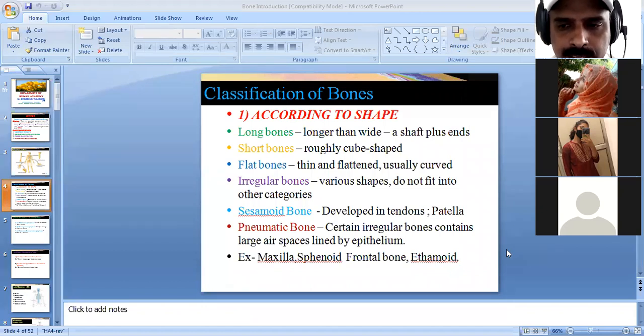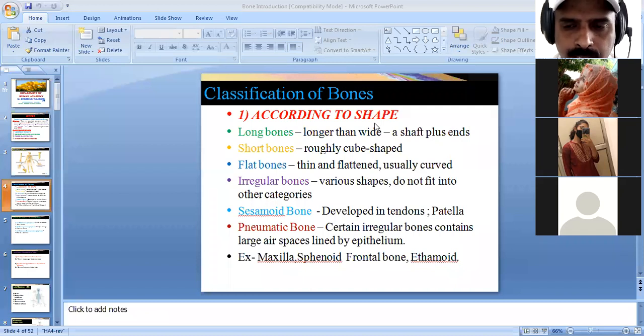All four muscles take insertion in the patella, and that is what we call the quadriceps femoris muscle. Next one, I have told already, that is the pneumatic bone.